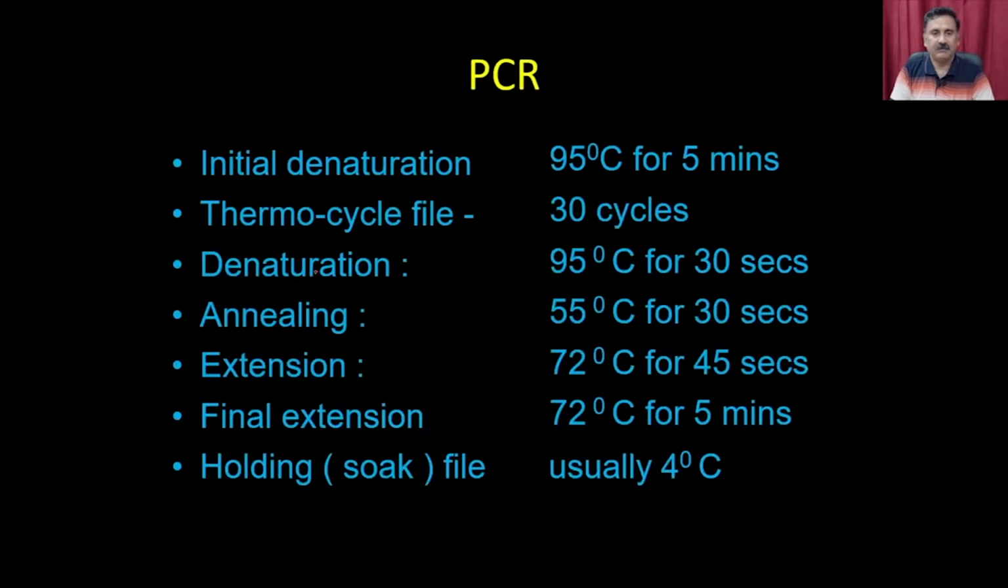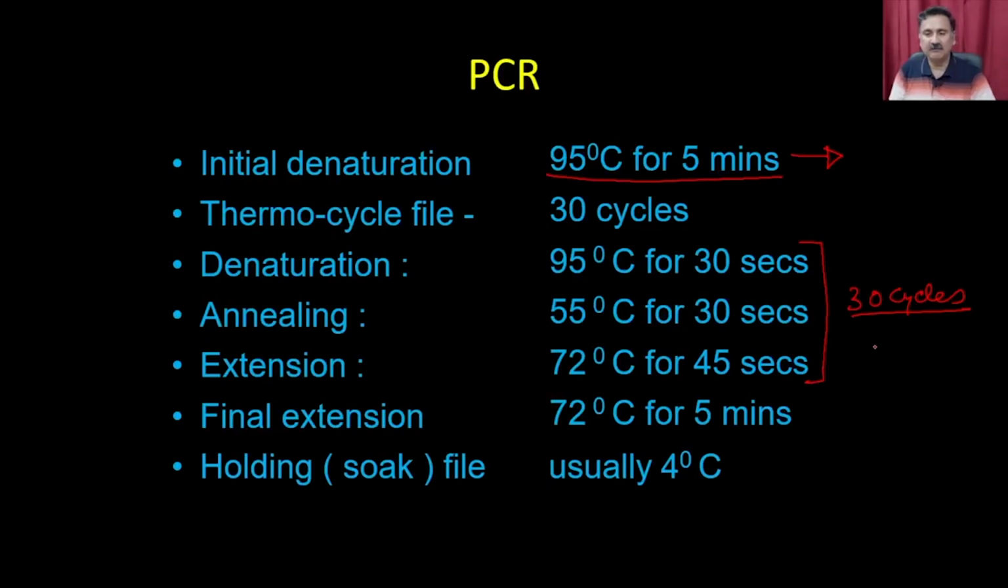So these are the cycles you're going to do. First, in stage 1, you're going to have 95 degrees Celsius for 5 minutes, and then these steps are going to be repeated for 30 cycles. In each cycle, the molecules are going to be amplified exponentially, and that's how it gives you the amplified product. And then this is going to be the final elongation. Once the final elongation is over, you can keep the reaction at 4 degrees so that it does not undergo any kind of degradation.